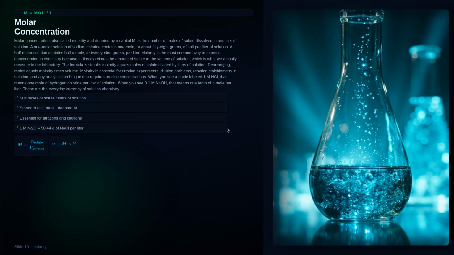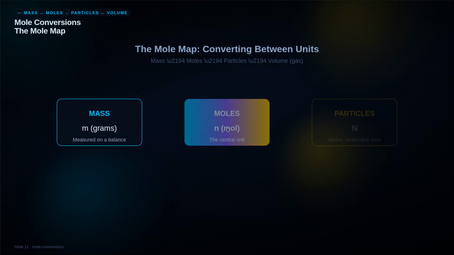of total solution. To prepare 500 milliliters of a 0.1 molar solution of glucose, you would dissolve 0.05 moles, or about 9.01 grams, of glucose, then dilute to 500 milliliters. Molarity lets chemists work with convenient volumes while knowing exactly how many particles are reacting. It is the language of analytical chemistry, biochemistry, and medicine.